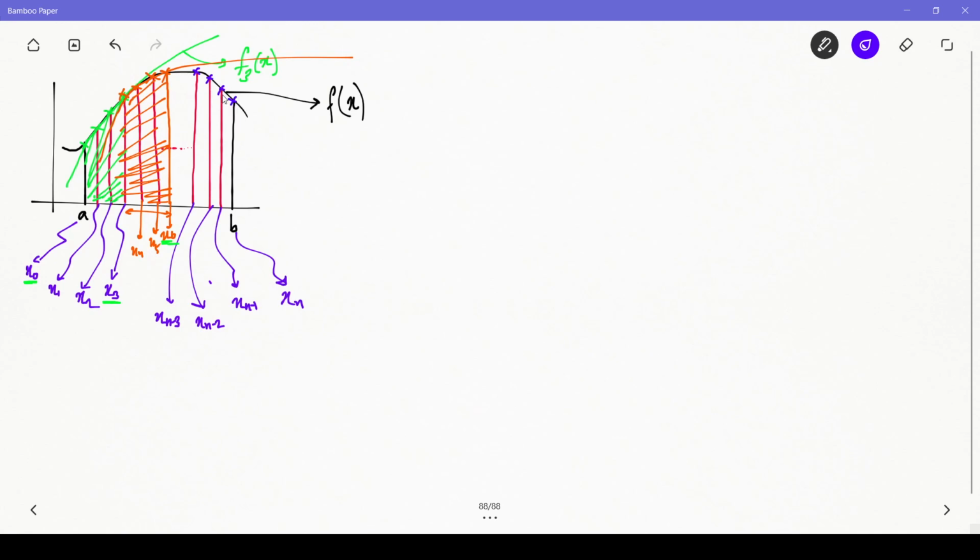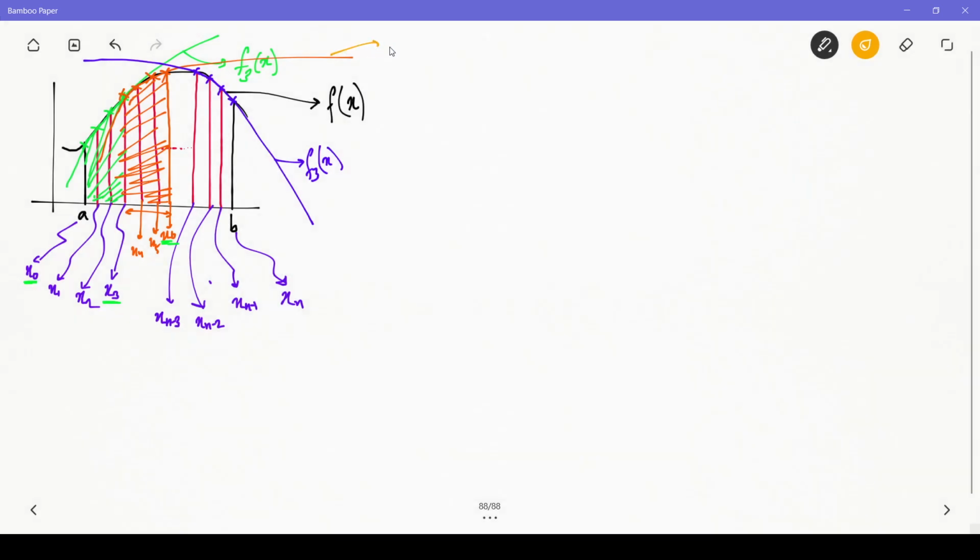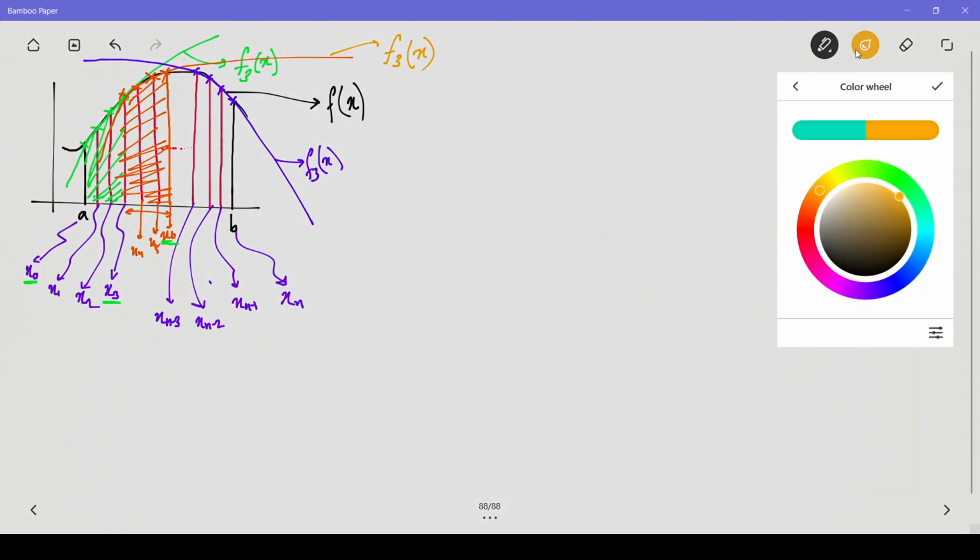We'll pass a third order polynomial between these data points. Let's say it looks something like this. And this is another f sub 3 of x, another third order polynomial. I forgot to label this one. It was orange color. This is f sub 3 of x. So all of these are our third order polynomials. Let's go back to our previous color.